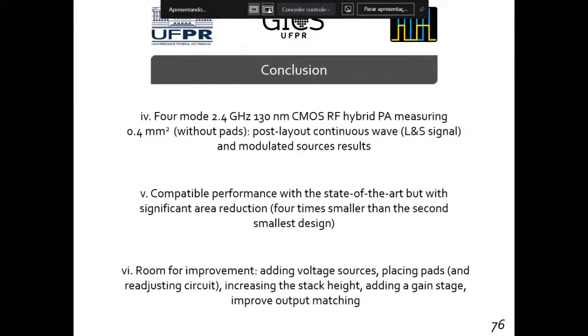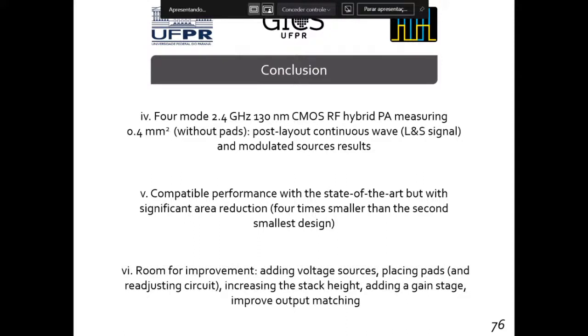To verify the hypothesis, a proof of concept operating at 2.4 GHz was designed with 130 nanometers CMOS technology. The post-layout large and small signal, continuous wave and modulated source results were presented. By comparing this work to the selected state-of-the-art, it was possible to observe that the proposed circuit has compatible performance and also occupies a small area.